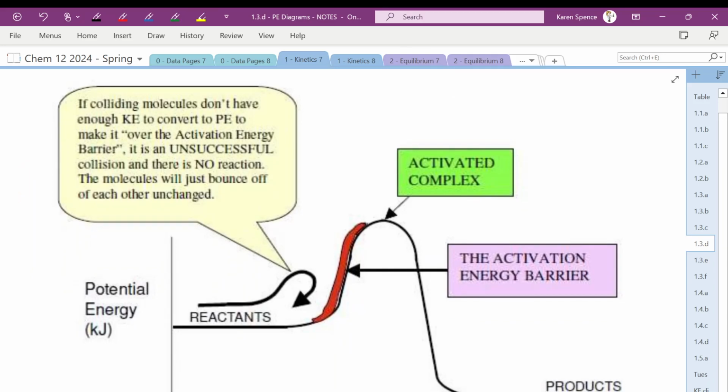Now, if the colliding molecules do not have enough kinetic energy, that's where we were talking about, what if we only had 10 kilojoules, right? And we don't make it up? Well, then that is an unsuccessful collision. There is no reaction. Is good? Okay.